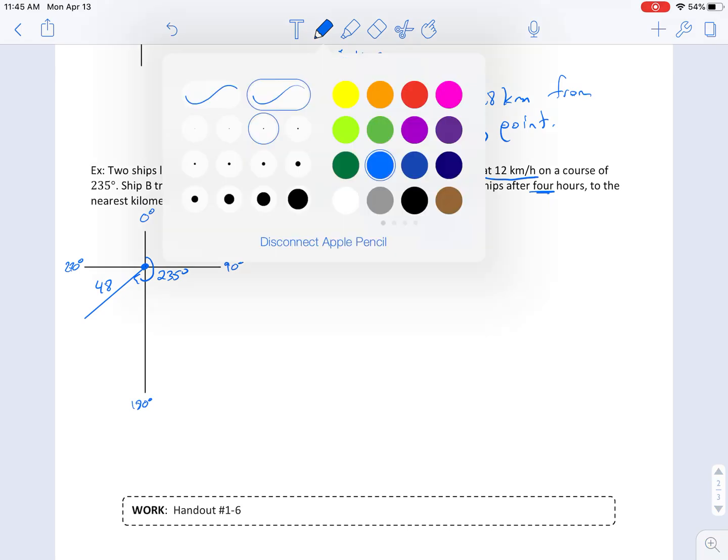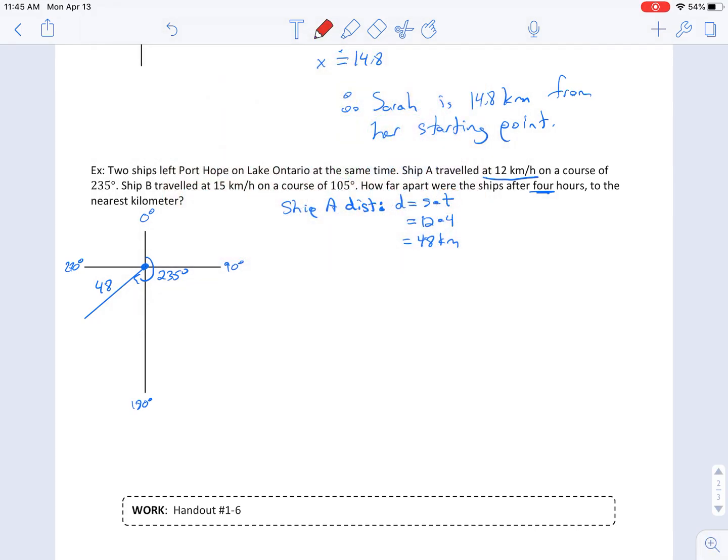The next part is ship B traveled 15 kilometers an hour on a course of 105. I'll do this in a different color. 105 is going to fall somewhere there, again starting from the same point. So that's 105. And we can do its distance. We're going to have distance equal to 15 times 4. It's slightly longer, so that's 60 kilometers.